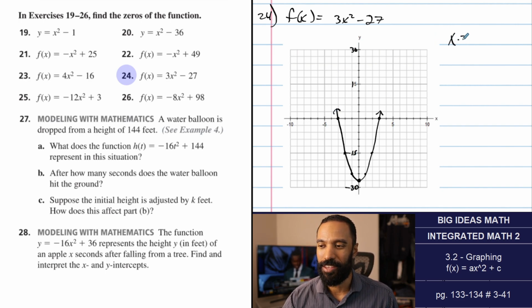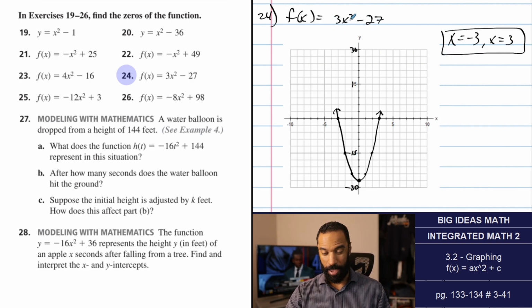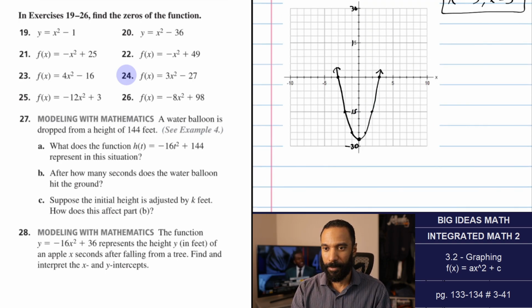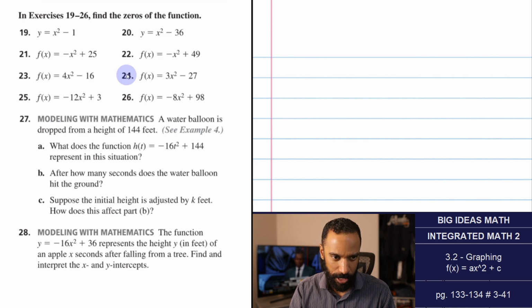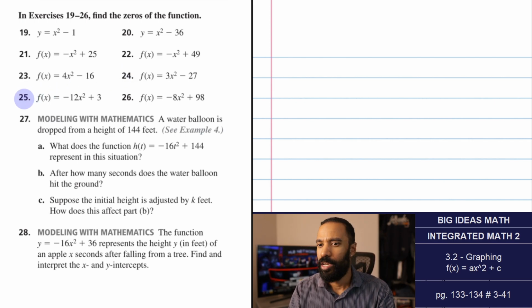I don't know. But those x values are negative 3 and positive 3. And I could have once again used the difference of two squares to confirm it by factoring out 3 first, by factoring out the GCF. Okay, number 25. Two more of these ones. Hopefully they speed up after this. Number 25.